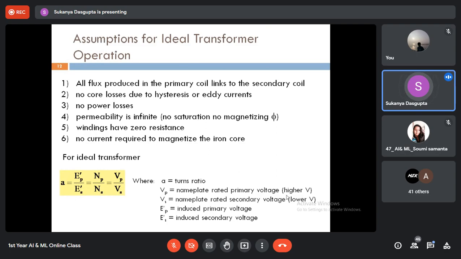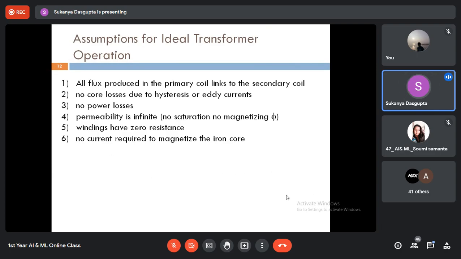Okay. So I was discussing ideal transformer operation. A transformer works on Faraday's laws of electromagnetic induction. That means wherever there is a change of current or change of alternating flux in a coil, an EMF will be induced by electromagnetic induction, following the relationship E equals N d phi by dt, that we have seen already.